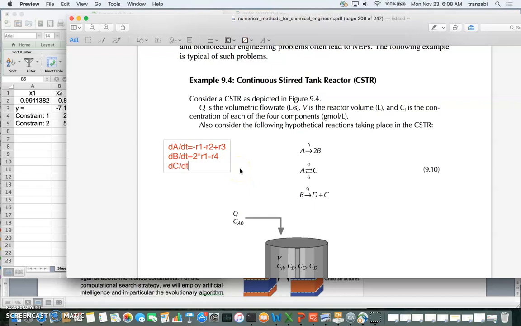And then the same thing, dC/dt is equal to, the concentration of C is going to go up because of R2, so it's going to be R2 minus R3 because R3 removes C, and then R4.